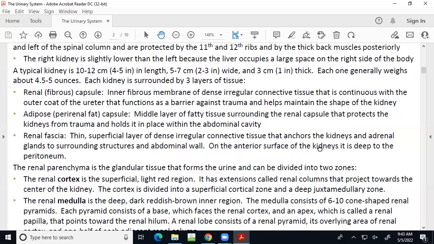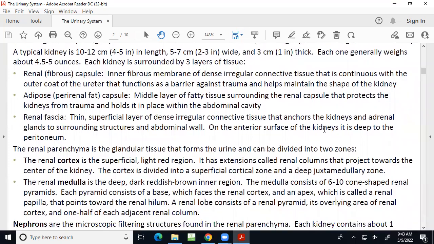Okay. Typical size of a kidney is about 10 to 12 centimeters or 4 to 5 inches in length, 5 to 7 centimeters or 2 to 3 inches in width, and then 3 centimeters or about an inch in thickness. Each one generally weighs about 4.5 to 5 ounces, so they're pretty small, both in size and in weight.